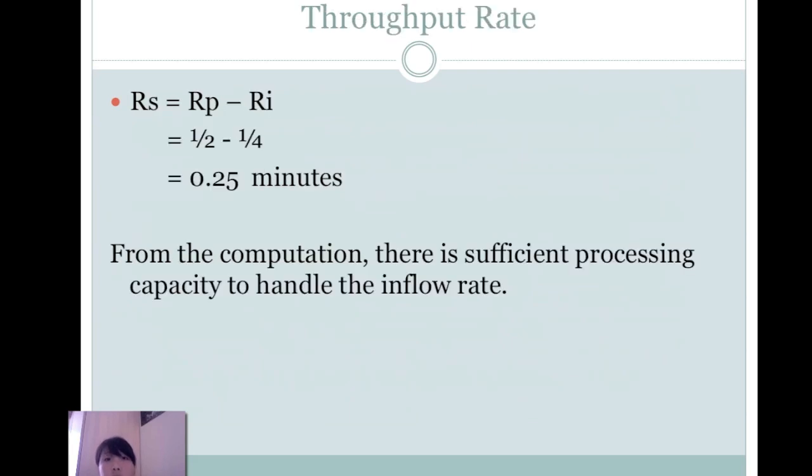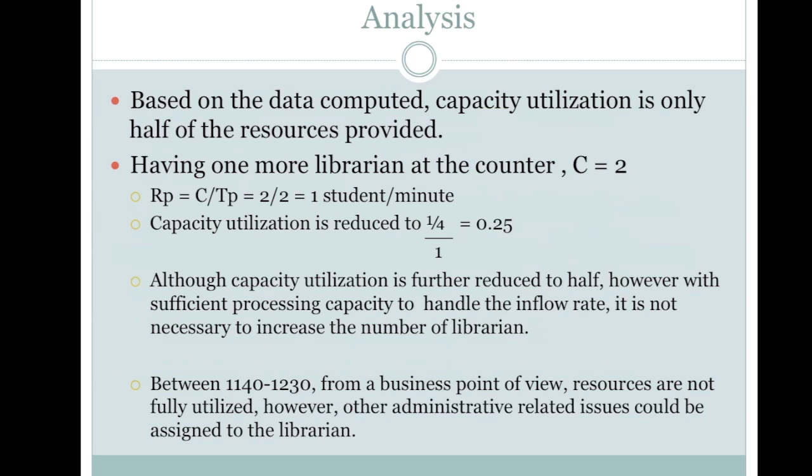And then for throughput rate, we know the average rate that a student is being processed, but to find out if the resources are being properly utilized, we can look at the throughput rate against the safety capacity. In this case, we obtain 0.25 minutes. From the computation, you can tell that there is sufficient processing capacity to handle the inflow rate. Based on the data computed, capacity utilization is only half of the resources provided. Earlier on we mentioned it's only 0.5.